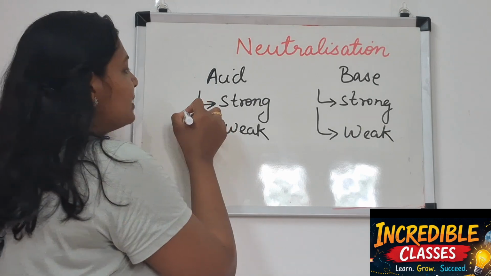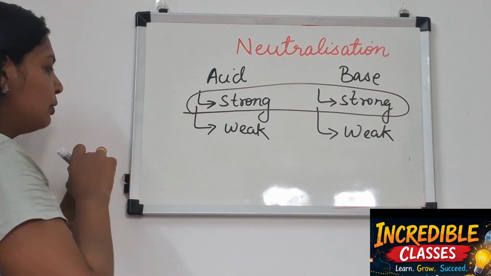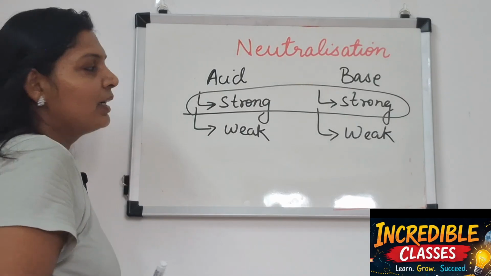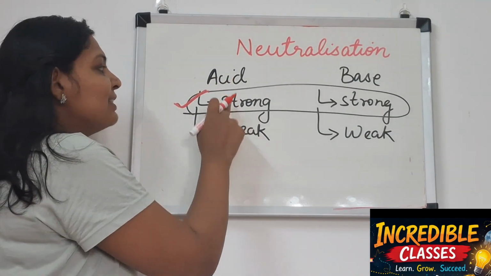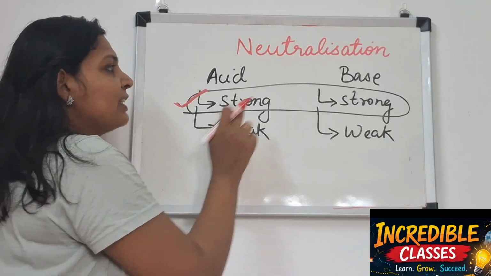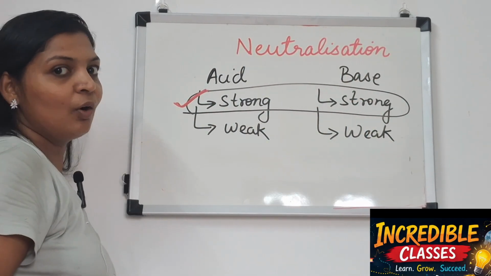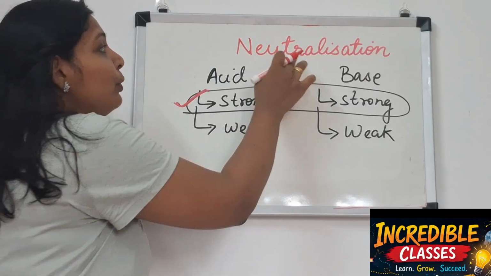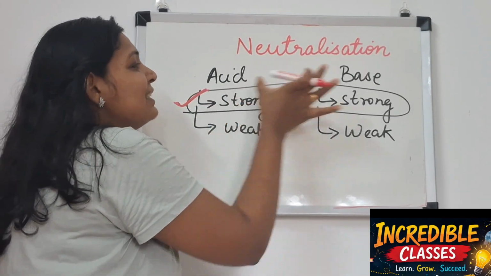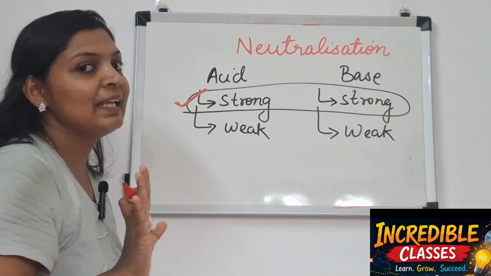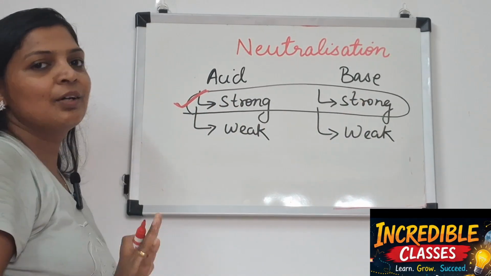Now we are going to consider the strong part only. But remember that we can categorize acid into strong acid and weak acid, and base also into strong base and weak base. Now for neutralization, we will use strong acids and strong bases only.